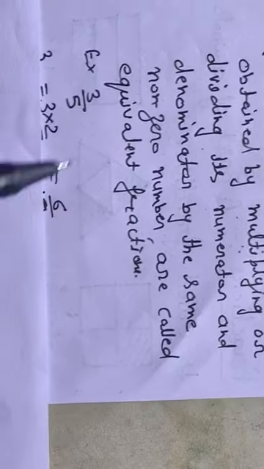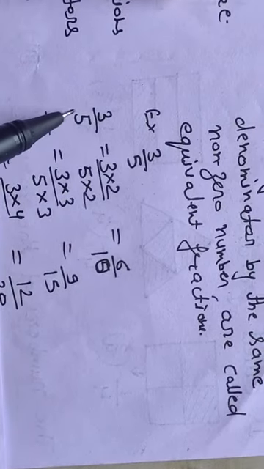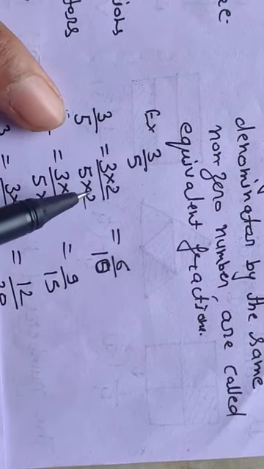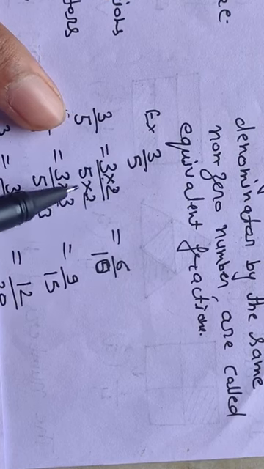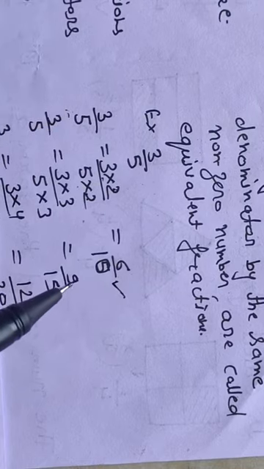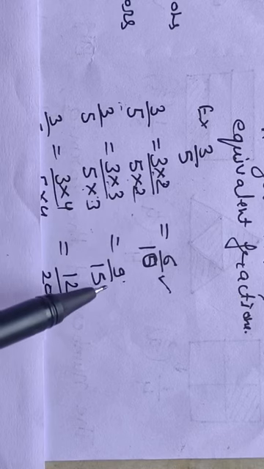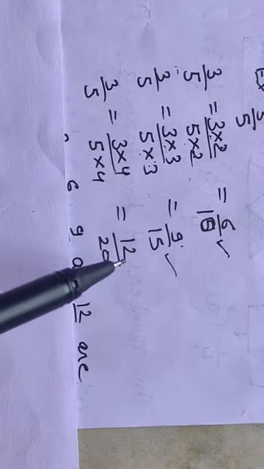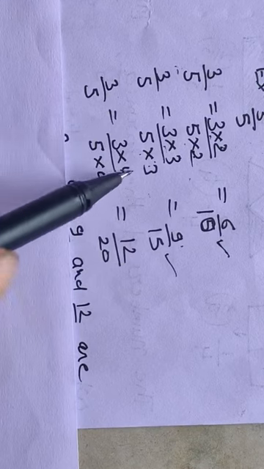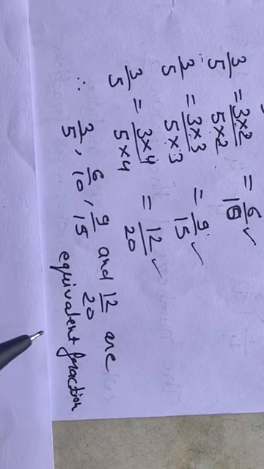For example, 3/5. Now suppose we write three equivalent fractions of 3/5. The first equivalent fraction of 3/5 will be by multiplying by 2. Multiply both by the same number. So 3 times 2 is 6 and 5 times 2 is 10. The first equivalent fraction is 6/10. Similarly, now multiply by 3. 3 times 3 is 9, 5 times 3 is 15. It is the second equivalent fraction. 3/5 multiplied by 4 gives 12/20. So these are equivalent fractions.